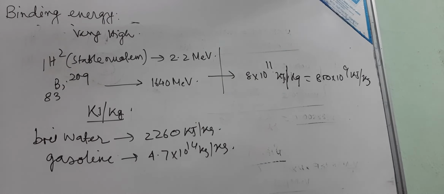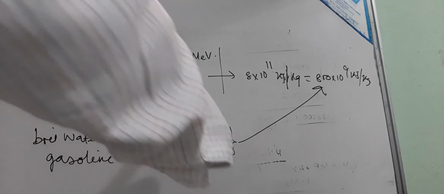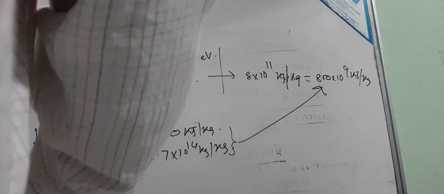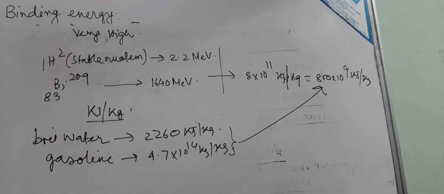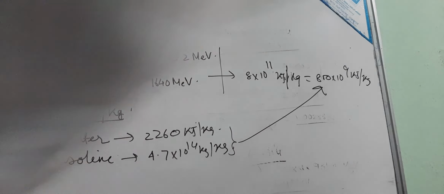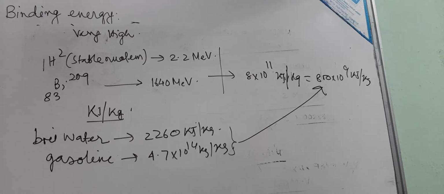So we can compare these two values with this nuclear binding energy. It is definitely very high compared to boiling water and all the energy given out by burning gasoline. So the nuclear binding energy is strikingly very high as compared to any other energy present in nature or in the universe.